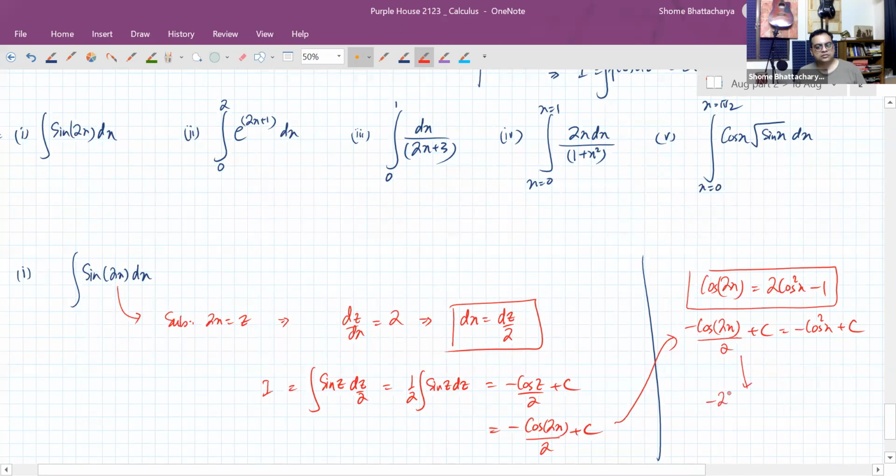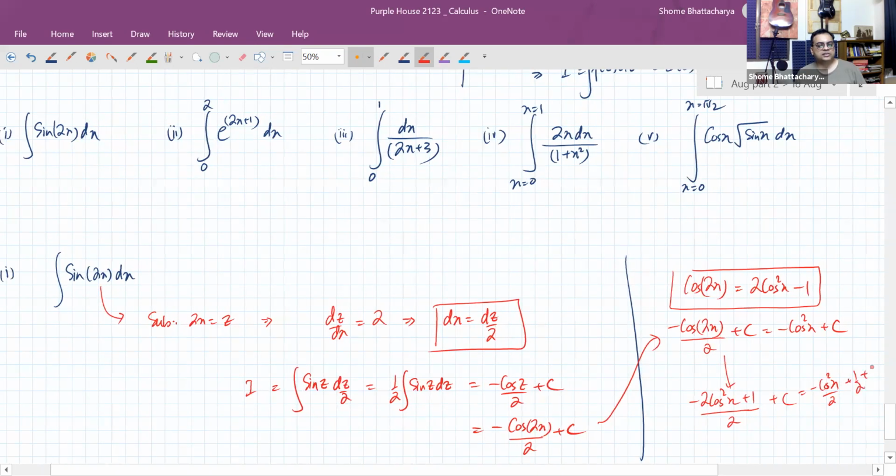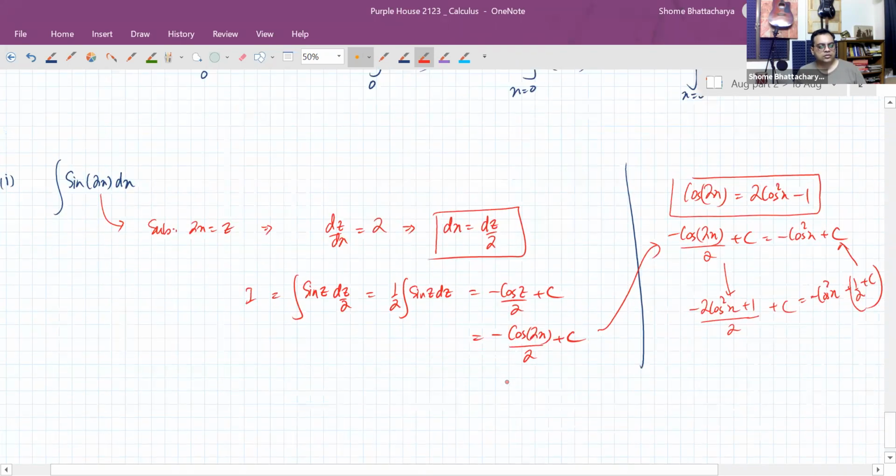This will become minus 2 cos square x plus 1 whole divided by 2 plus c. So that is minus cos square x by 2 plus half plus c. Now this plus half plus c can be written as one constant. Okay. Sorry, that by 2 will not be there. So this can be absorbed in the constant and written as c. So that's why this is also equivalent to minus cos square x plus c. So this is also all right for the answer.